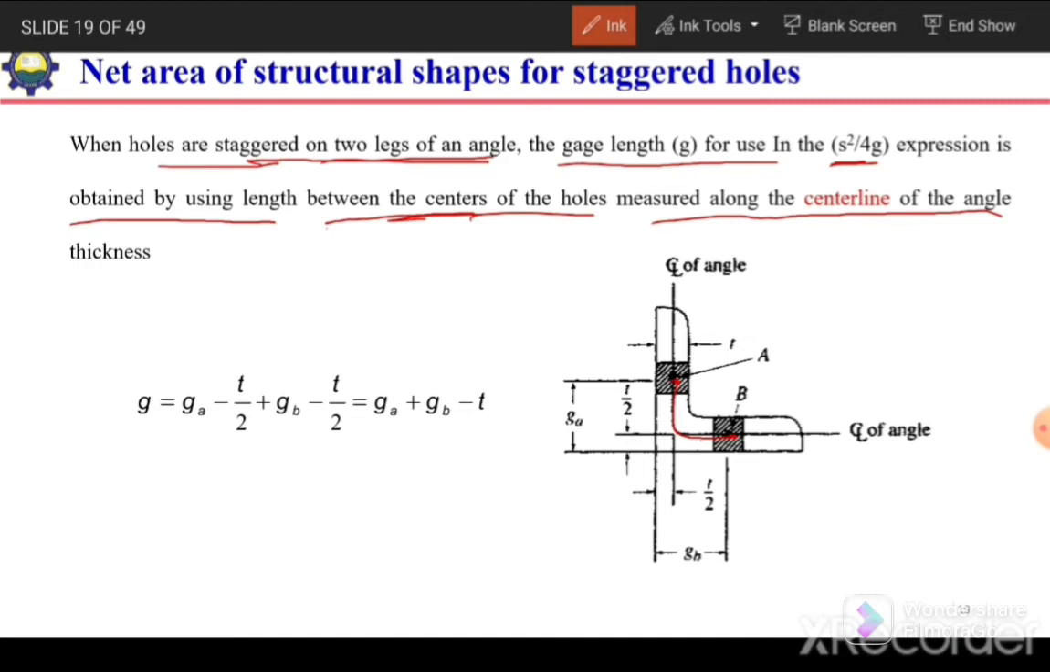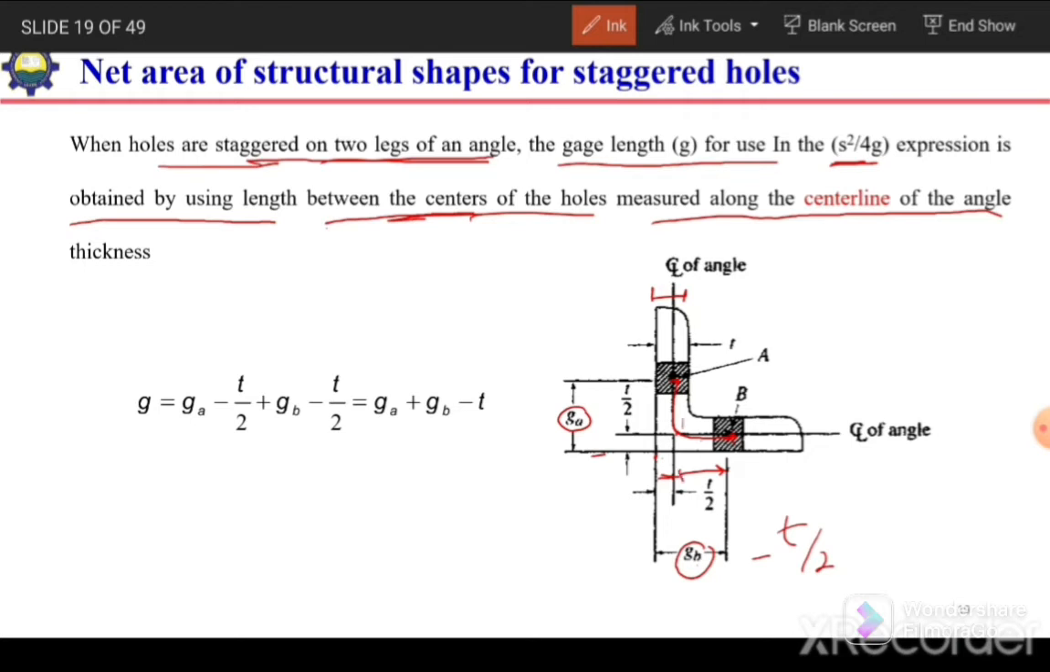If the length from the center of the hole up to this edge is the gauge length GA, and similarly the distance from the center of this hole up to this corner is the gauge length GB, then the distance from here up to here will be GB minus half of the thickness of this leg. So GB minus T by 2 is the distance from the center of this hole up to this center line.